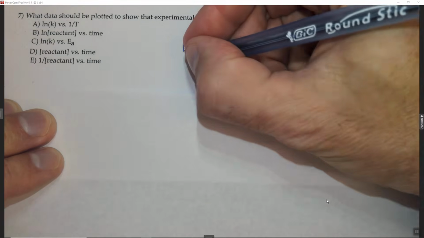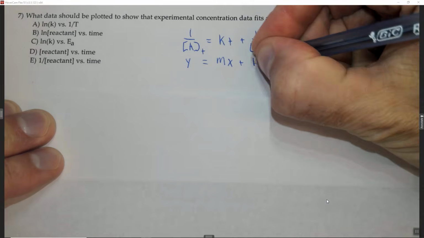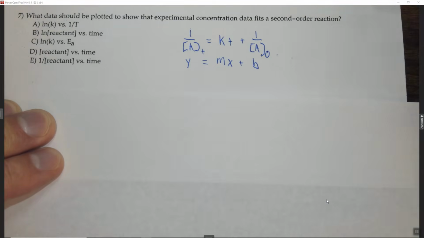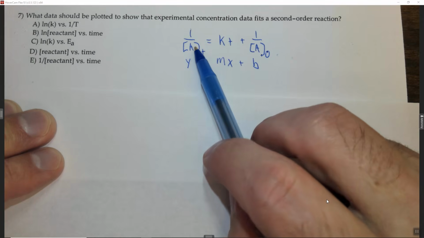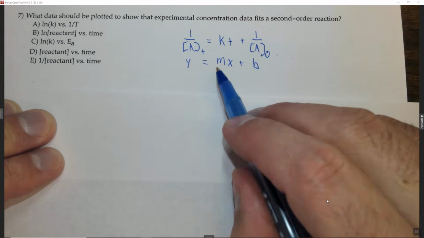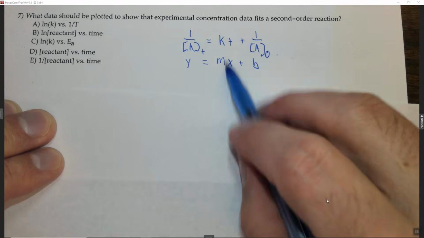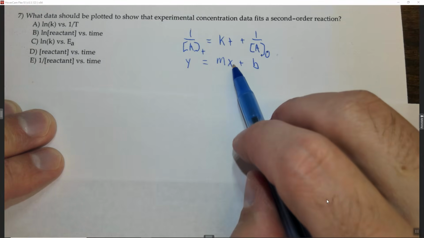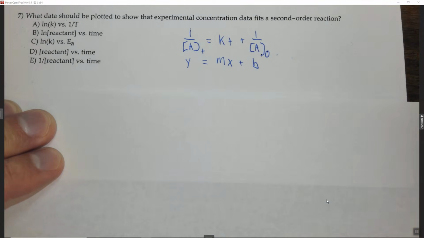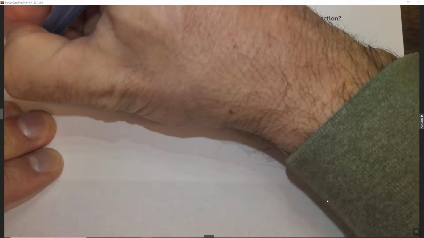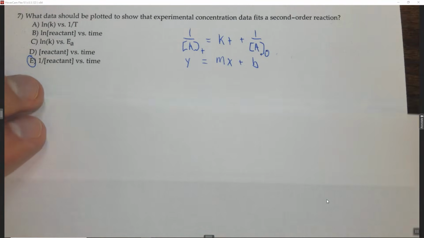If you plot this on a line, y equals mx plus b, the y value is 1 over the concentration of the reactant, which is A. m is the slope, which is k. x is time, so that's what you want on the x-axis, plus b, 1 over the initial concentration of A. This is the y-intercept. So 1 over reactant concentration versus time is going to be your second order plot.